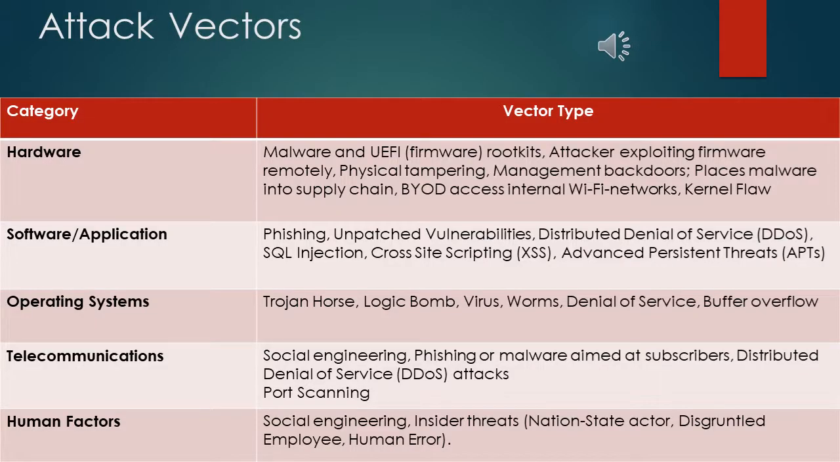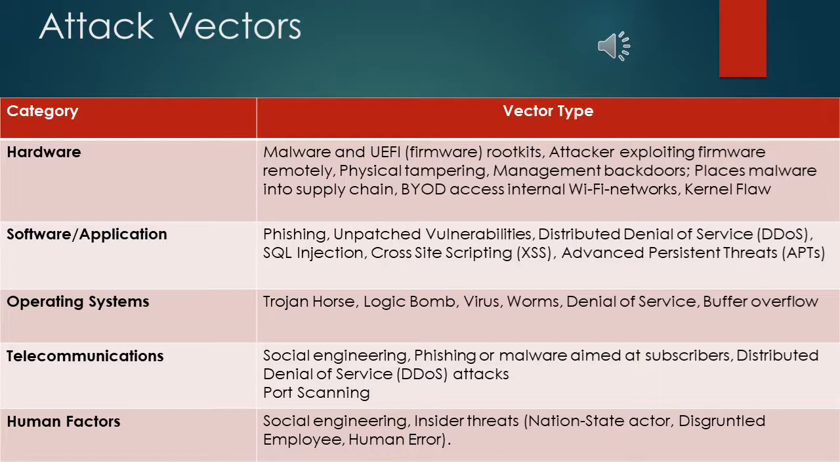Before going into the risk management, let's talk about attack vectors. Attack vector categories include hardware, software applications, operating systems, telecommunication, and human factors. The attack vector type includes hardware attack vectors, which includes malware and UEFI firmware rootkits.